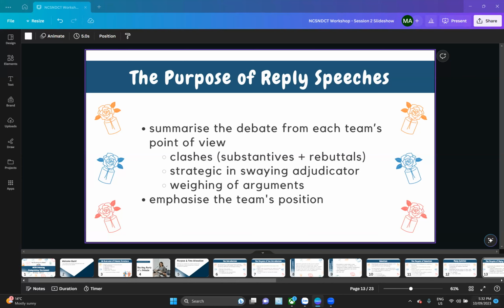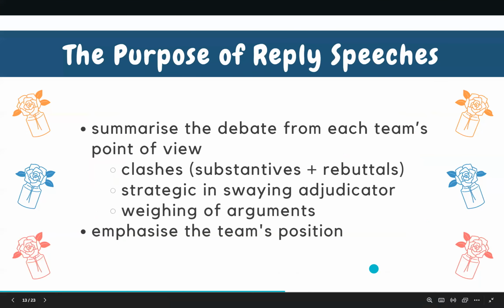Just a hypothetical situation: maybe the opposition team are doing a better job of making their arguments, and based on the substantives, it looks like the opposition team's going to win. But right at the end, if the opposition team don't put as much effort into their reply speech, and the proposition team do an absolutely incredible reply speech, that can, in the judge's opinion, sometimes sway the results of the debate. So don't ever underestimate the importance of these reply speeches. They can sometimes decide the results.